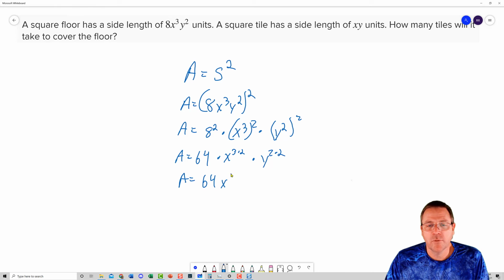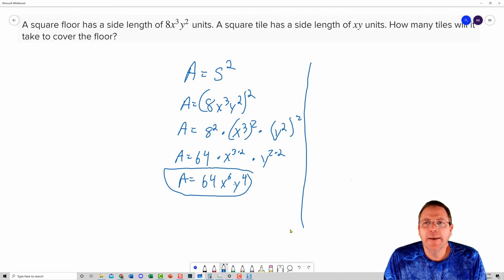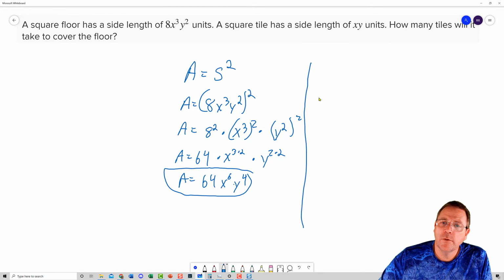x, 2 times 3 is going to be 6, and y is going to be 2 times 2, which is going to be 4. Now that is not the final answer, it's just an important sub-answer. From here we have to take and divide it into xy units. And that is going to be a little bit trickier, but I'm going to show you how it works. We have covered this before.